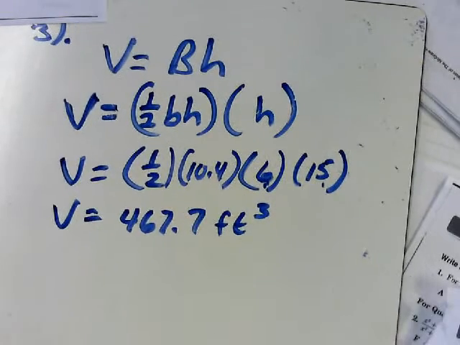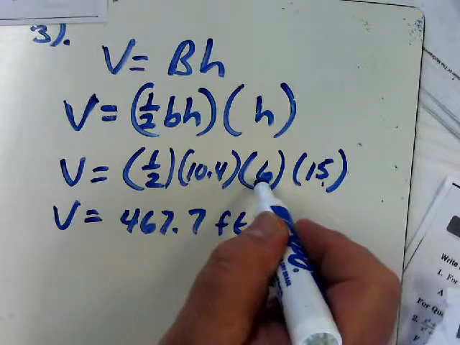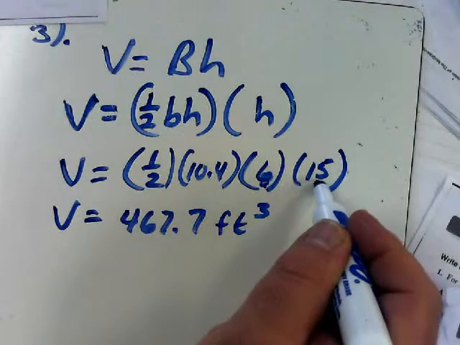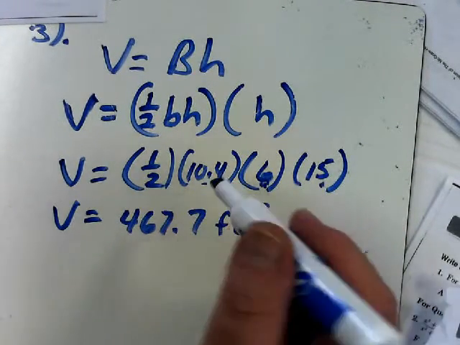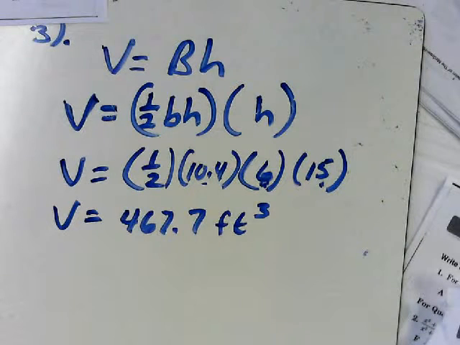You understand what I did? I took half of 6, which is 3. 3 times 15 is 45. 45 times 10.4. Did everybody get 467.7? Yeah. Okay? Thanks. Yes, it was.